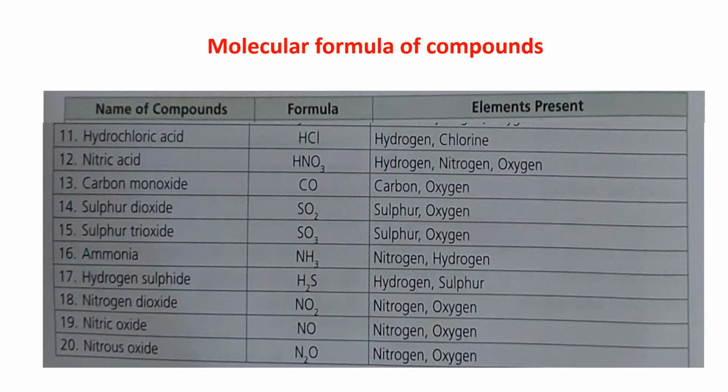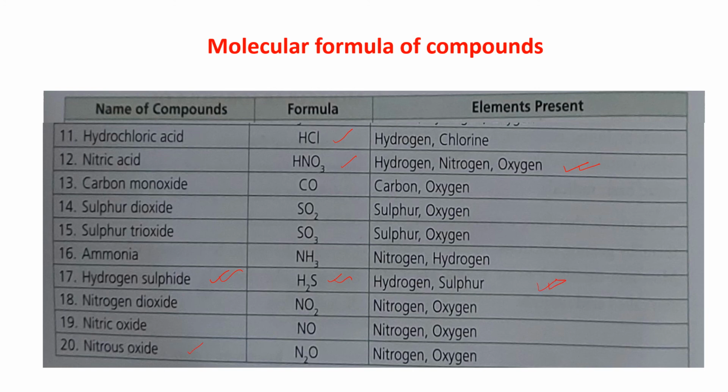Molecular formula of some compounds. Hydrochloric acid, hydrogen and chlorine are the elements present and its formula is HCl. Nitric acid, the formula is HNO3. Nitrogen, hydrogen and oxygen are present. Similarly, hydrogen sulfide, the formula is H2S and the elements present are hydrogen and sulfur.